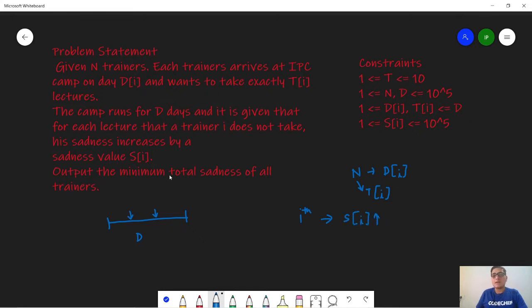So in the problem, we are asked to find the minimum total sadness of all the trainers at the end of this camp. The constraints given to us are: the number of test cases is from 1 to 10, the number of days for which this camp happens and the number of trainers can range from 1 to 10 to the power 5. The arrival day and the number of lectures will range from 1 to d, and the sadness level can be anywhere from 1 to 10 to the power 5.